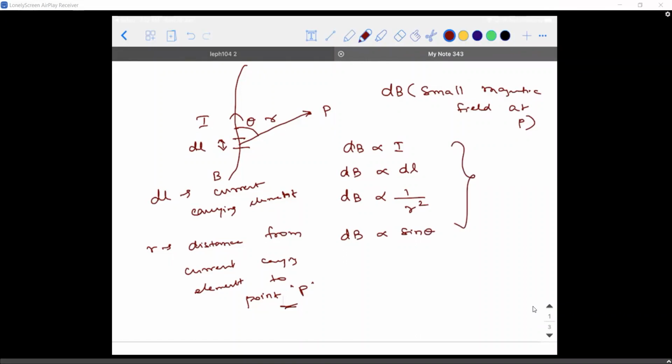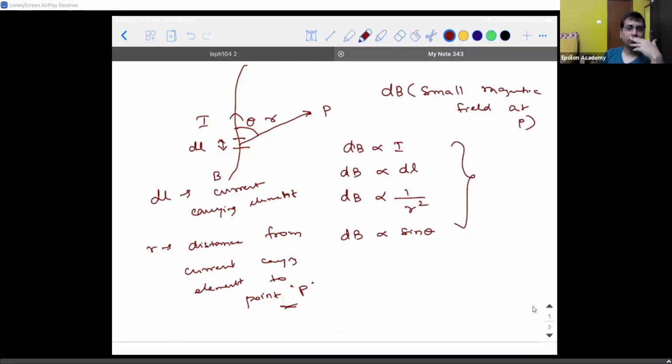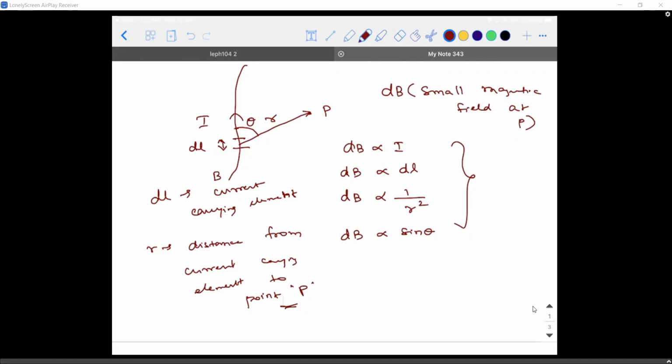So I have a doubt. Please tell me. Could you explain how it's dependent on sine theta once more? That's what I told you. You need not worry about it. And it is even not for 1 by r square, sir. How is it dependent on 1 by r square?